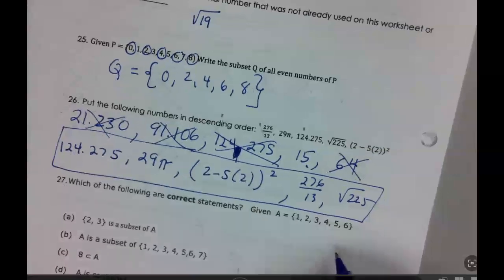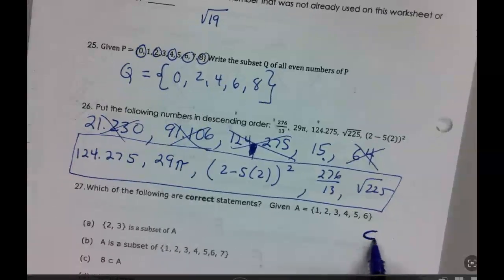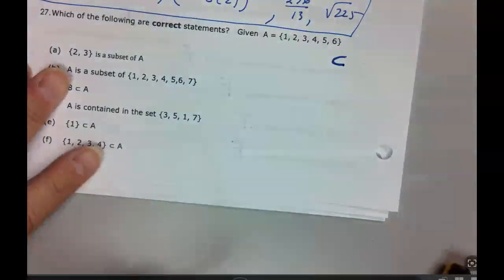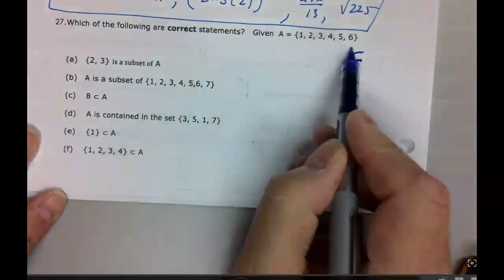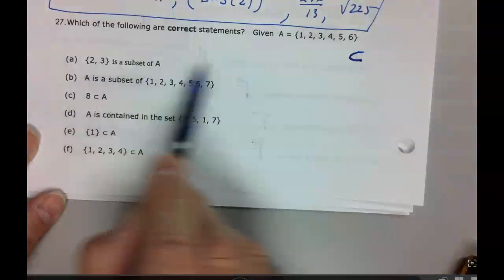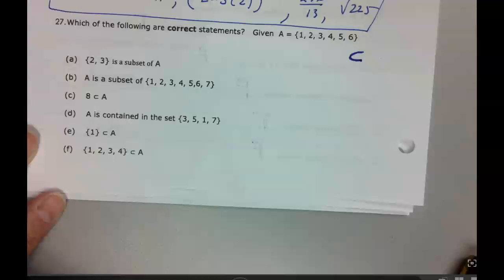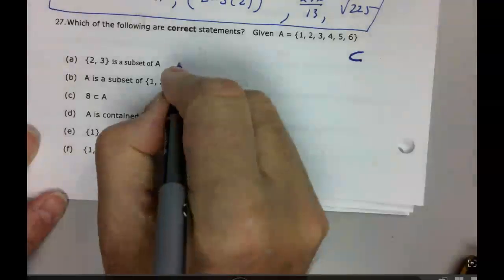This symbol here means subset. This little squeezed-down C means subset. Okay, so here's your original set. Is {2, 3} a subset of that set up there? Is {2, 3} in that set? Yeah, so this one here is true.